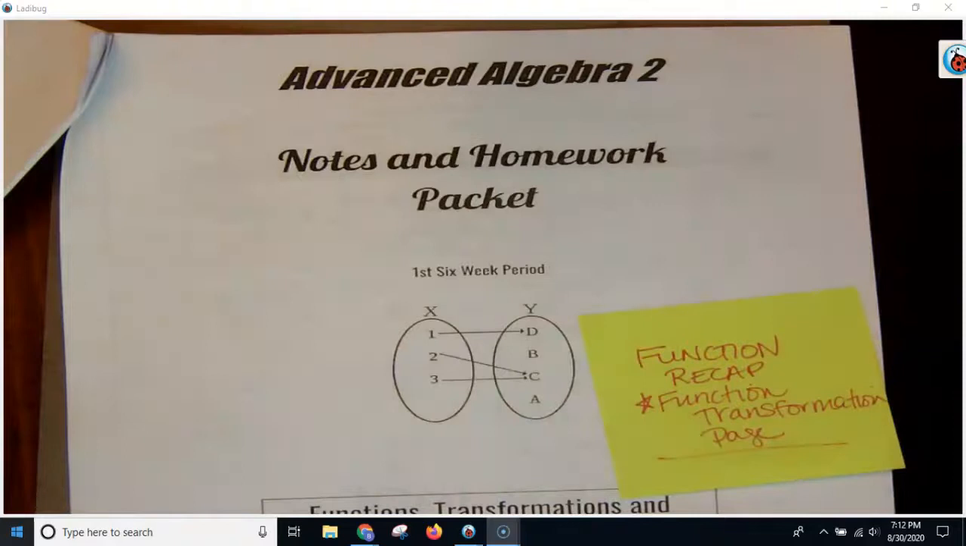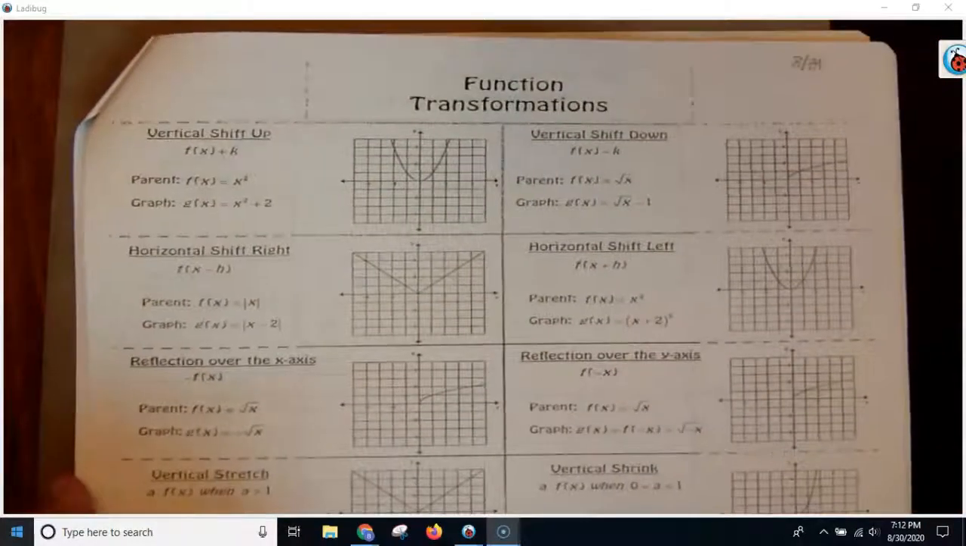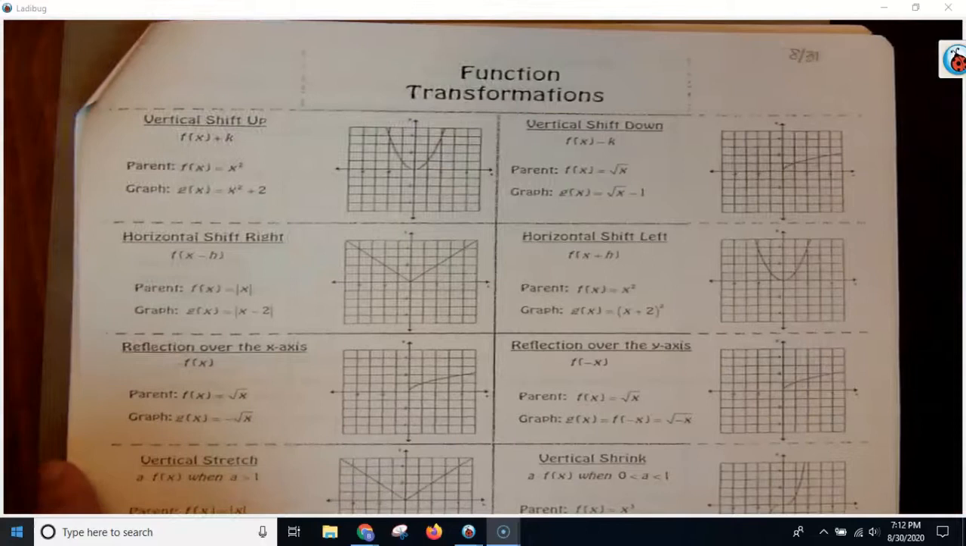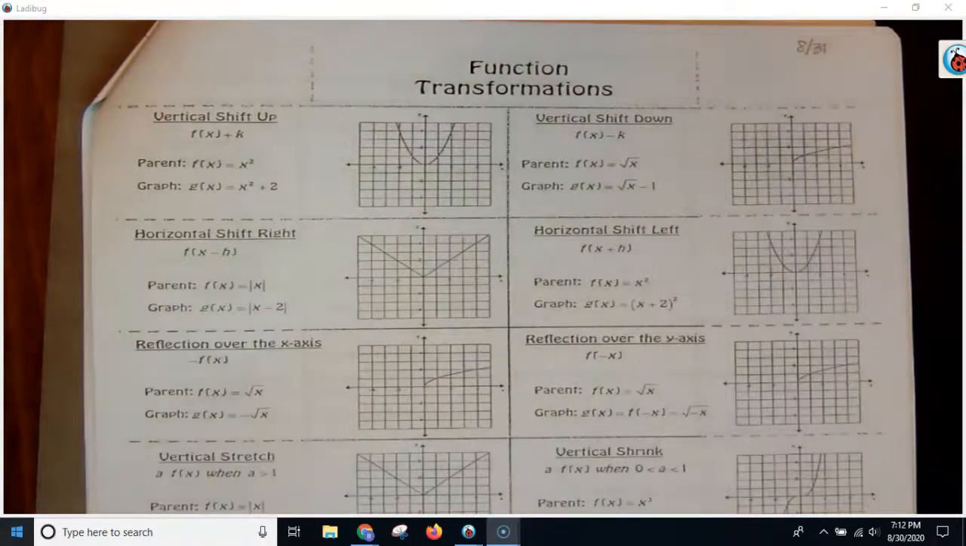We are going to do our function recap. We're going to go over this function transformation page. So go ahead and flip your packet to this page, and we're going to go over this stuff once again. I feel like we've been going over it over and over again, so we just want to really make sure you understand it.